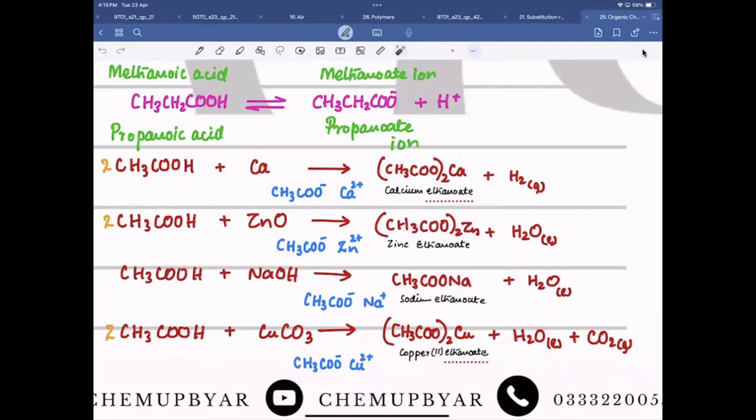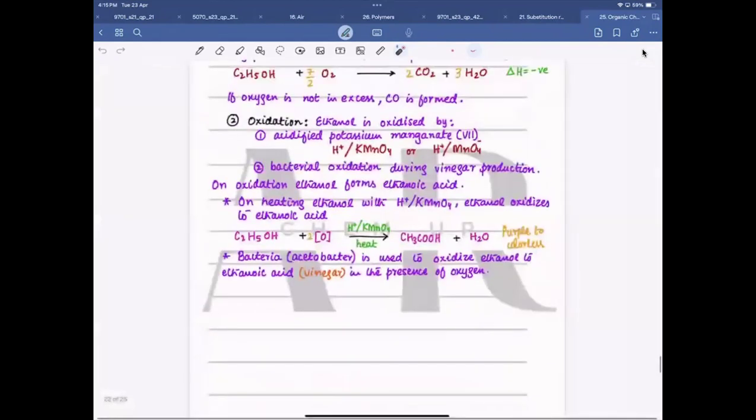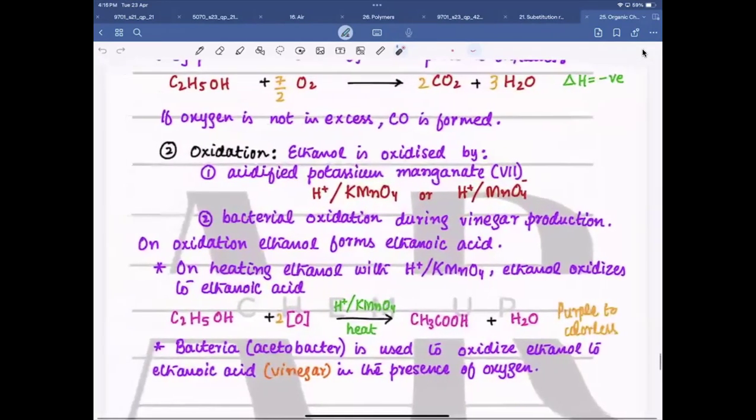Okay. Now after this, how to prepare ethanoic acid? So ethanoic acid is basically prepared by the oxidation of alcohol. And we have discussed this reaction in the alcohols. If you recall the last class, last Thursday, we discussed the oxidation of alcohol, and when we oxidize ethanol, we get ethanoic acid.